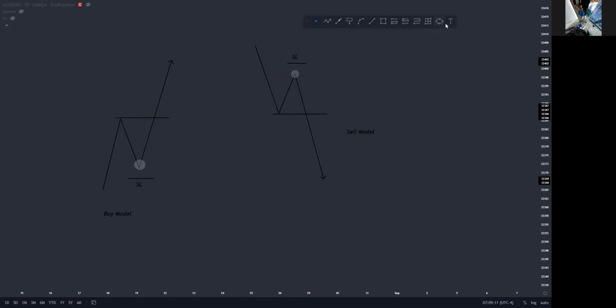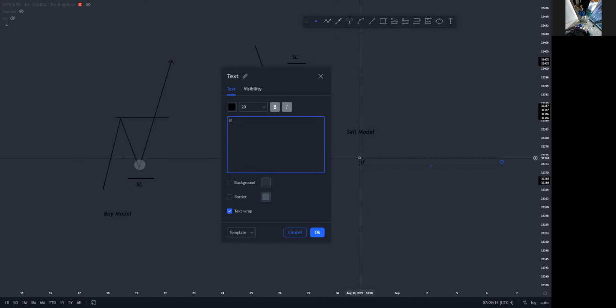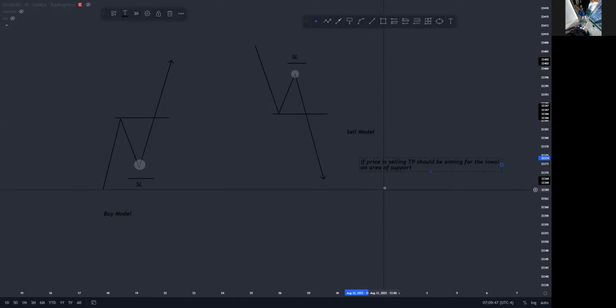And then if price is selling, TP should be aiming for the lows, slash an area of support, right? Just to not confuse anybody. So when you think support, you think of a level where buyers are waiting to push price.